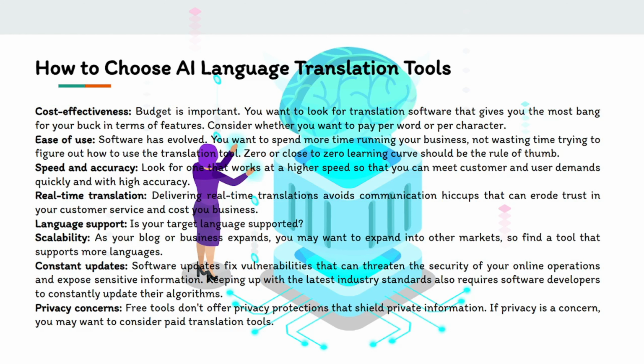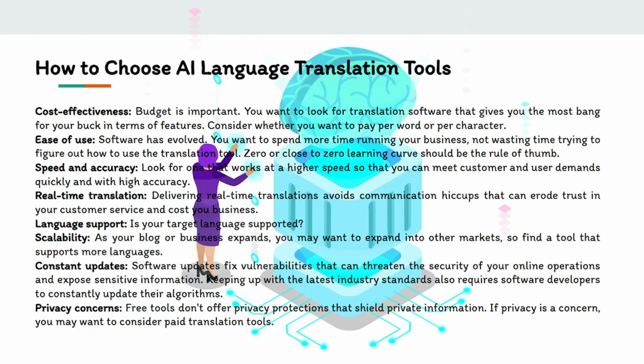Next is scalability. Choose a tool that can grow with your needs, especially for businesses. Another one is constant updates. Tools that receive regular updates tend to improve over time. And the last one is privacy concerns. Pay attention to data privacy and choose tools that prioritize security.